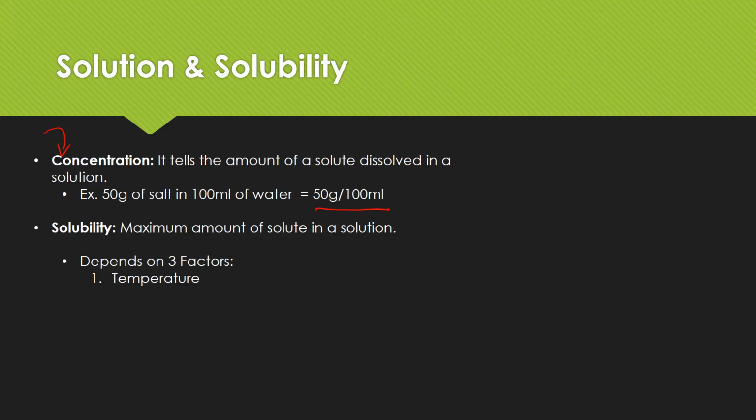Number one, obviously, is temperature. We know that if we heat certain things up, we can actually dissolve more. But certain types of solvents will dissolve different things at different temperatures. So temperature would be one for sure.